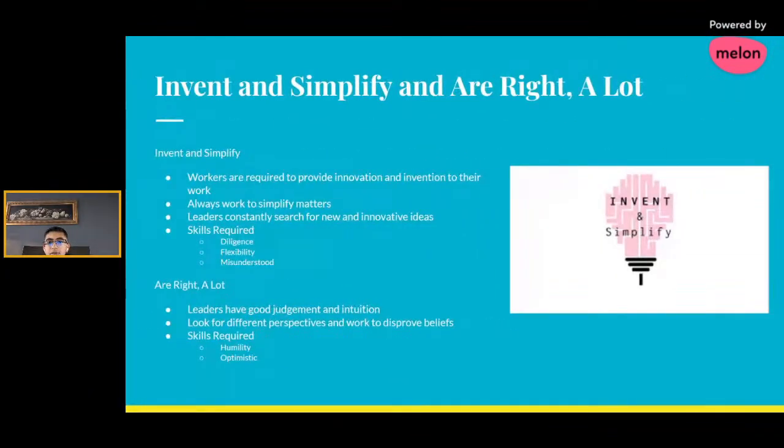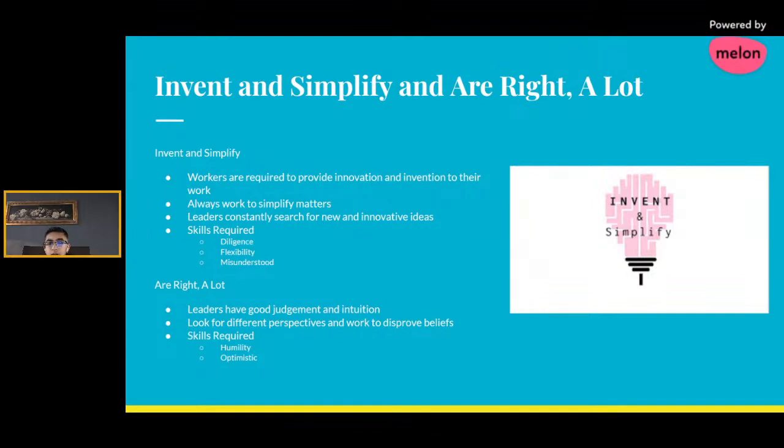Next, invent and simplify and write a lot. Invent and simplify. Workers are required to provide innovation and invention to their work, and they always work to simplify matters. Leaders constantly search for new and innovative ideas. In order to do so, they must have diligence, flexibility, and the ability to be misunderstood.